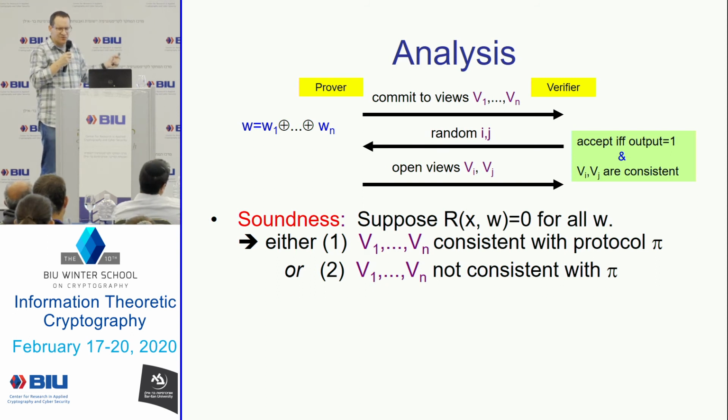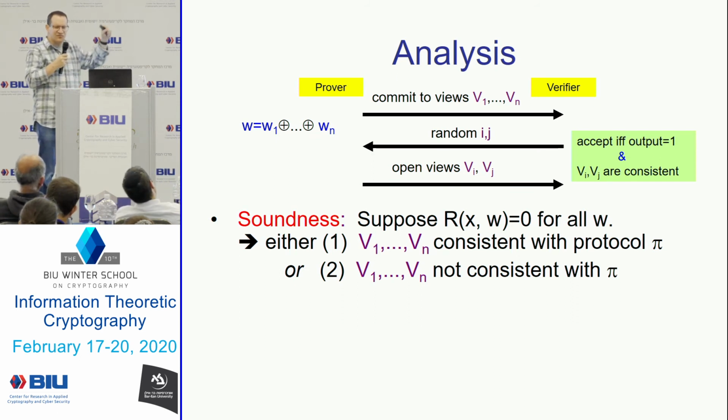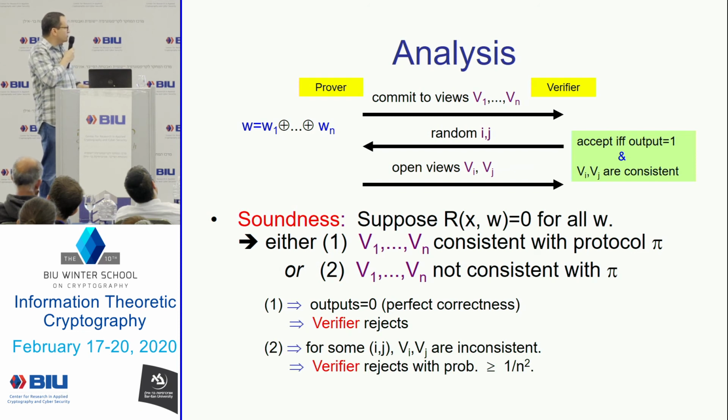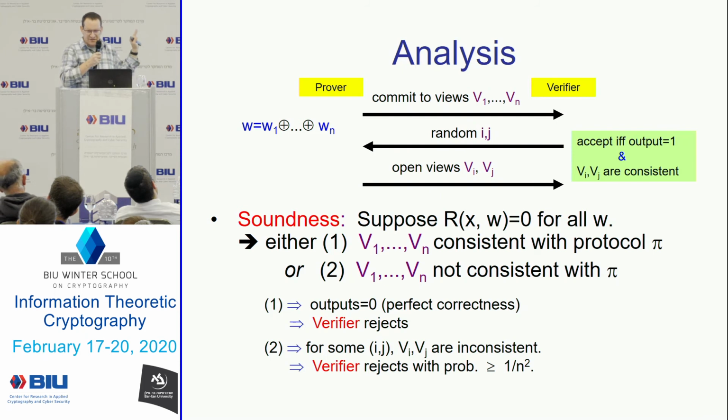The output is 0. So either the prover runs the protocol honestly on some choice of inputs, in which case all outputs will be 0 and the verifier will certainly reject, or the prover tried to pick a set of inconsistent views that will allow him to make the outputs 1. But in the latter case, as we said, there is at least one pair of conflicting views, and if the verifier is lucky and picks this pair, he will detect the inconsistency and reject. So if the number of parties in the MPC protocol is constant, there is a constant success probability of catching a prover trying to prove a false statement, and you can repeat it 40 times or 80 times and get to the level of soundness that you want.